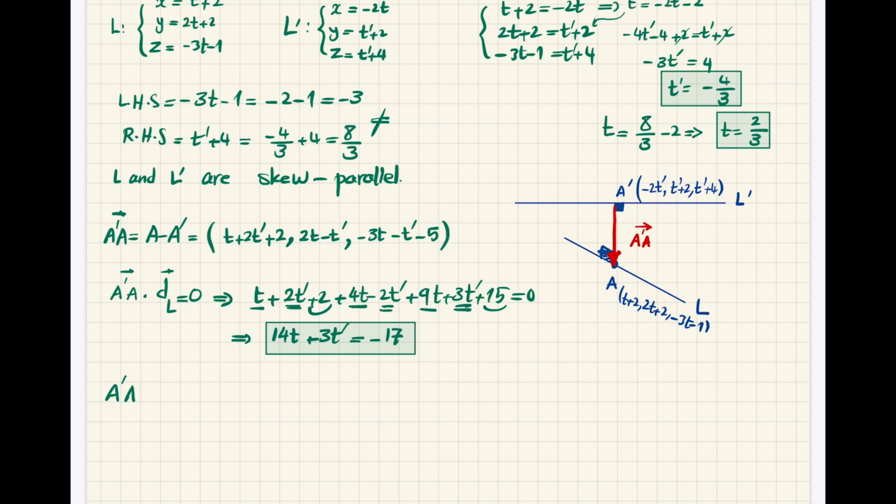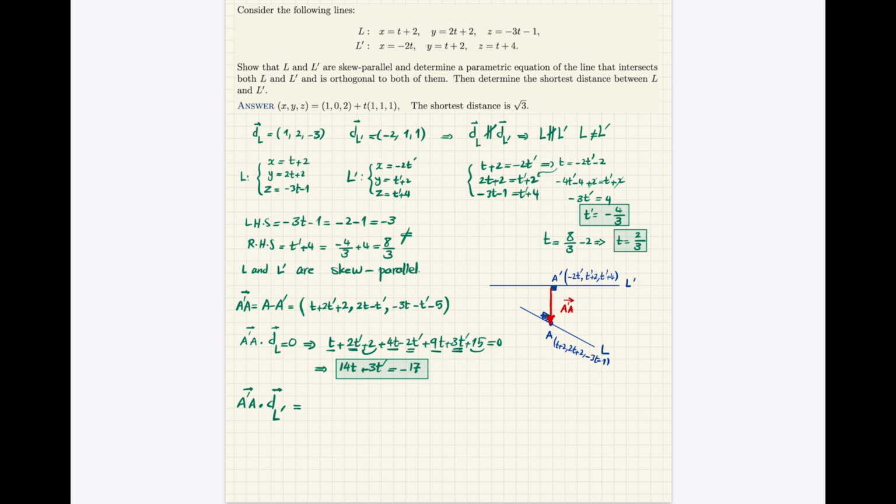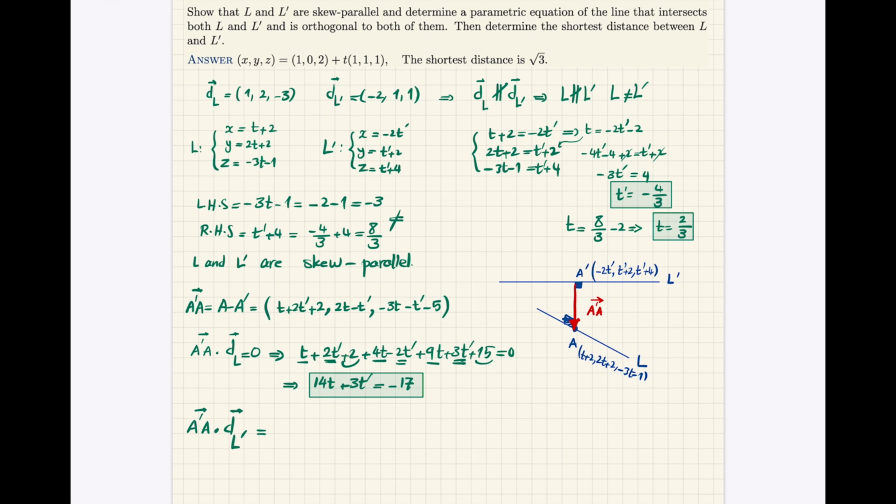A prime A should also be perpendicular to the other line. Should it also be perpendicular to the DL prime? But we have DL prime here, yes? Let me make it a little bit smaller so that we can see it. This is DL prime. So I do the same thing. I multiply the first component by the first component, second by the second, third by the third, and add them and equate it equal to 0, yes?